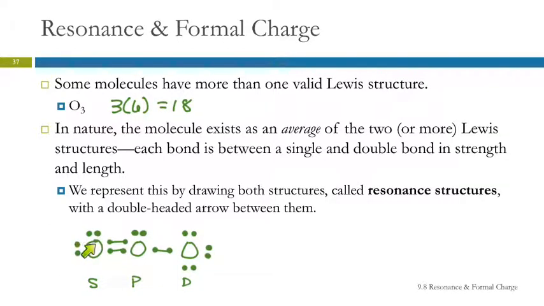So S and P here, Susie and Patty, they've got the double bond, and Debbie over here is like, why didn't I get a double bond? Well, why didn't we give Debbie the double bond? Why did we give it to Susie? No good reason. There's no reason.